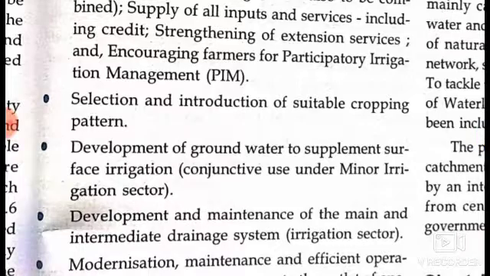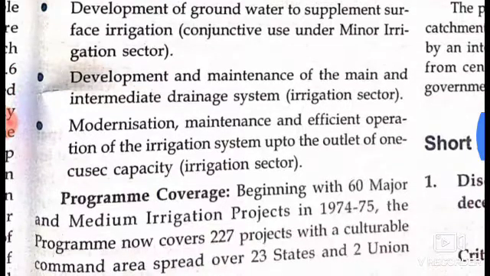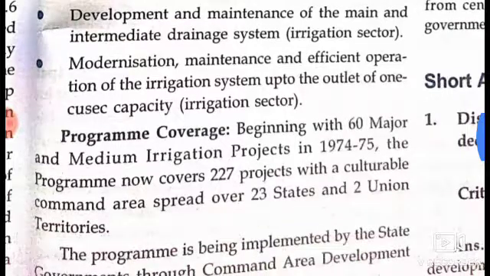selection and introduction of suitable cropping pattern; development of groundwater to supplement surface irrigation, conjunctive use under the minor irrigation sector; development and maintenance of the main and intermediate drainage system; and, under the irrigation sector, modernization, maintenance and efficient operation of the irrigation system up to the outlet of one cubic capacity.